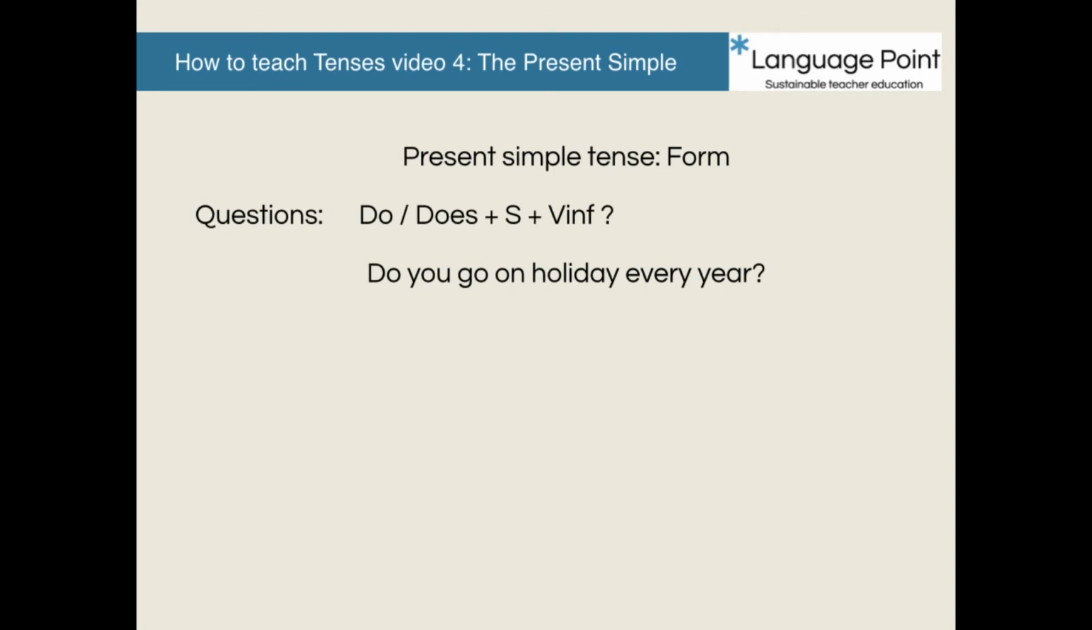So in a yes or no question, it would be do you, or does he, does she go on holiday every year? And again, the infinitive verb is used because it's after that do auxiliary. So that's the structure of yes-no questions, where we have the auxiliary first, then the subject, then the verb.